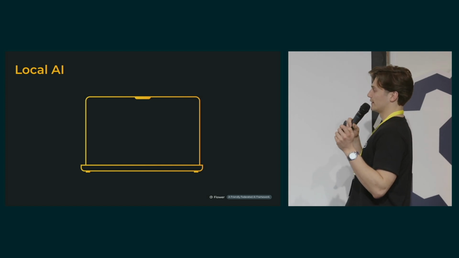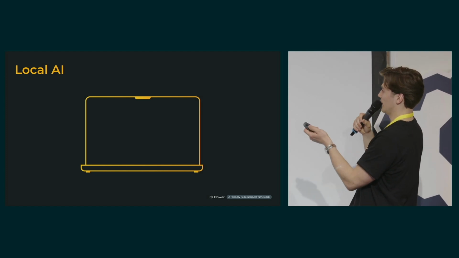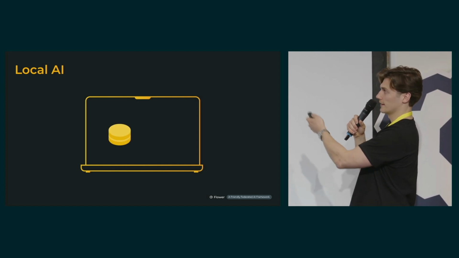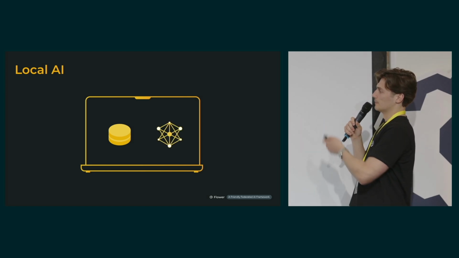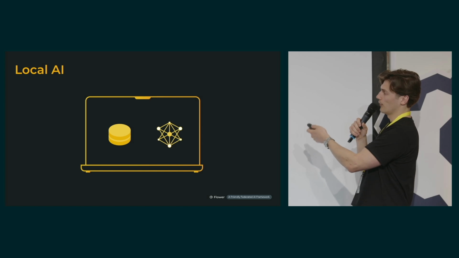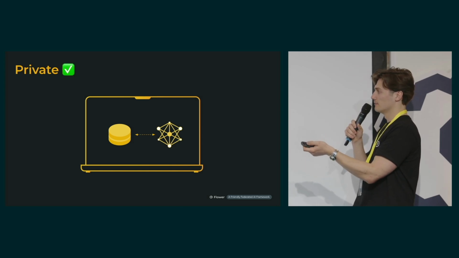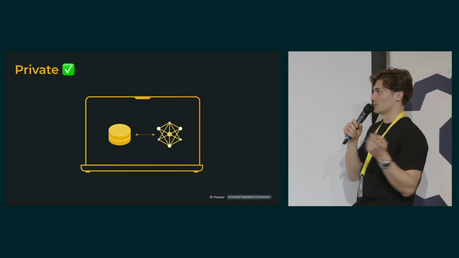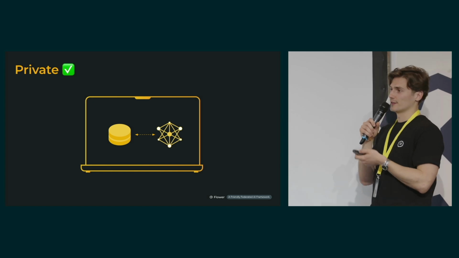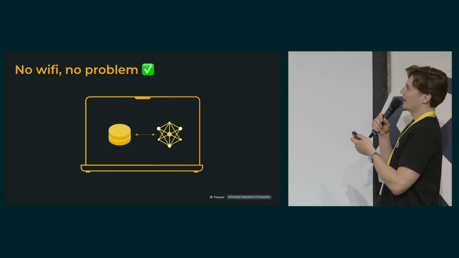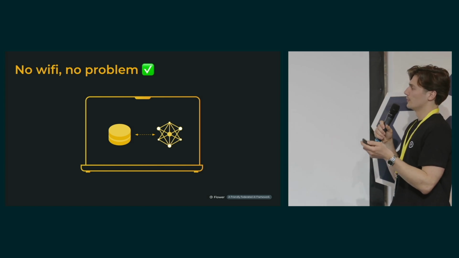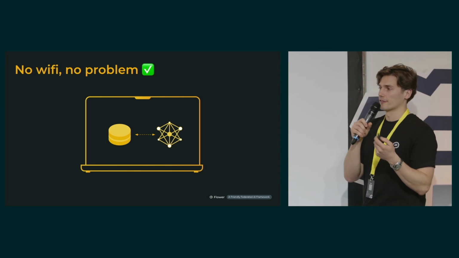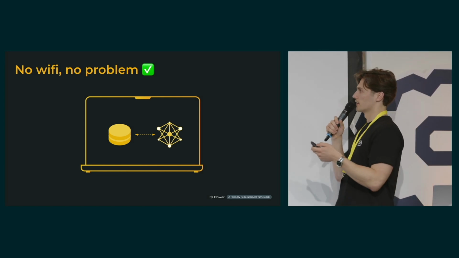And so in this paradigm, the data is already on the machine. And then once you have the model on the machine, you can just run. And this is beautiful because it's private. The data doesn't have to move. And also, once the model is downloaded, you can just run without any Wi-Fi or connection to the internet.